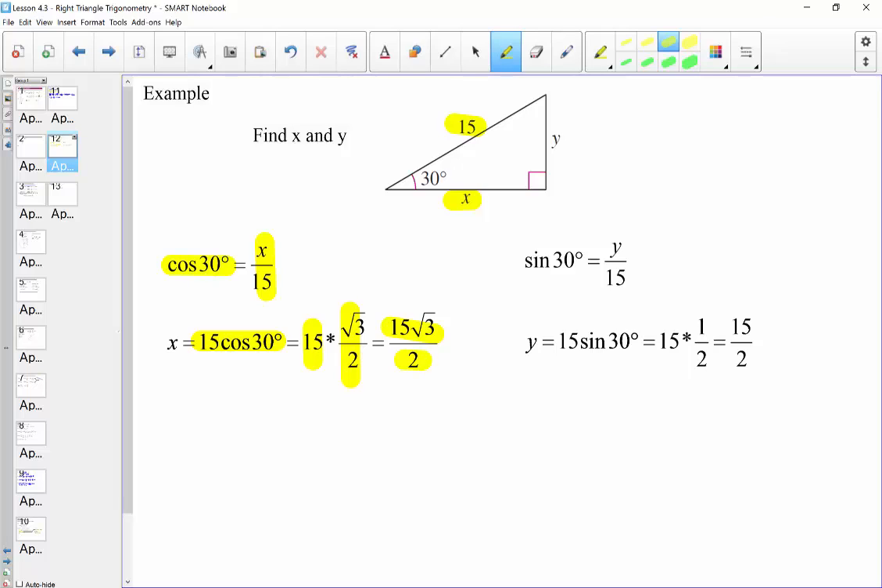Now we'll solve for y. We know that the sine of 30 degrees equals the opposite side, y, over the hypotenuse 15. Solving for y, we get y equals 15 times the sine of 30 degrees. Since the sine of 30 degrees equals 1/2, and if we multiply that by 15, we get 15 halves.